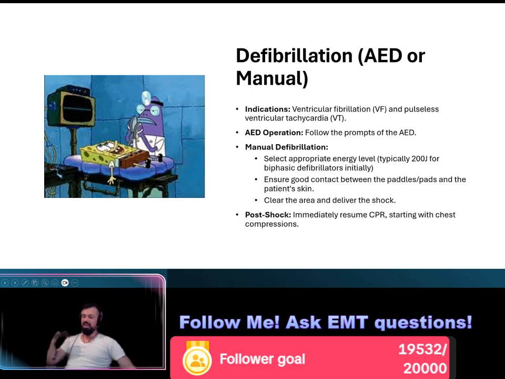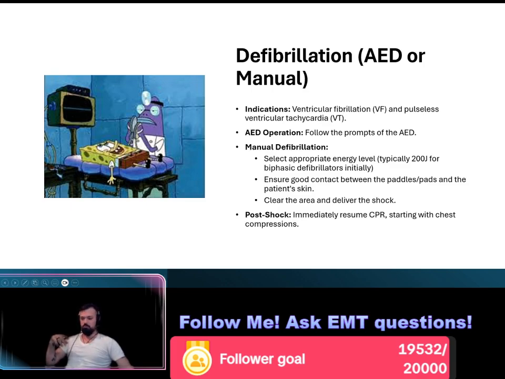Follow the prompts of the AED. Just turn it on. It will tell you every single step of the way. If you are gassed out of your mind, you have no clue what's going on, you're scared because you're a lay responder or it's your first call as an EMS provider, just follow the prompts. It's not that challenging. Okay, let's talk about those cardiac arrest rhythms real quick while we're on this topic.